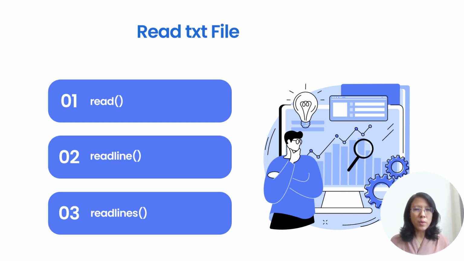When you read a .txt file, we first have to open the file, using a method called open. Then we will read the content of the file. When reading the content, there are 3 ways. The first is read, which reads the whole content of the file. The second is readline, which reads the file line by line. The last is readlines, which reads the whole file and puts it in a list.